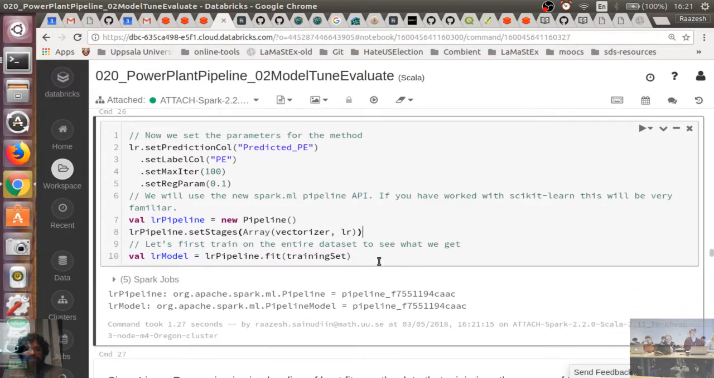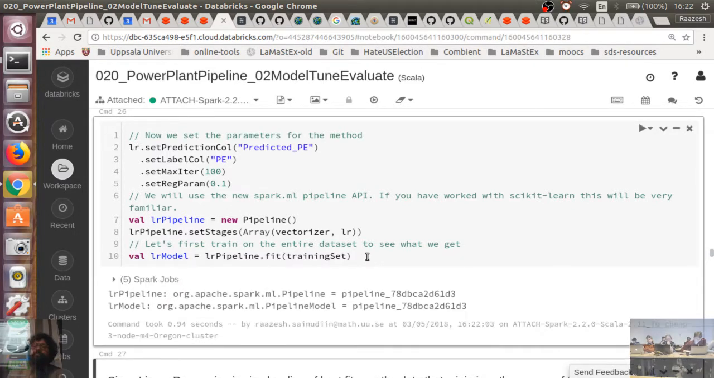So now I made my lrPipeline to be a new Pipeline, and then on lrPipeline I'm doing setStages, just like before in the digits example, and then I give it an array of different parts that the pipeline is made of. So I give it the vectorizer, which creates my column of features from the specific feature input columns. And then I pass that to the linear regression model I just set here. So now all I have to do is take the pipeline and do .fit, because this .fit will be applied to what comes out of the pipeline, which is a linear regression model. And I only pass it the training set data, right?